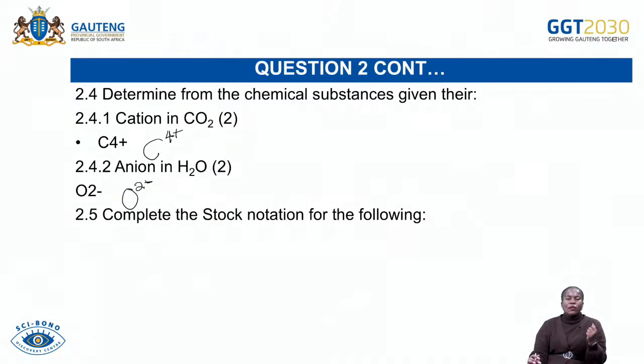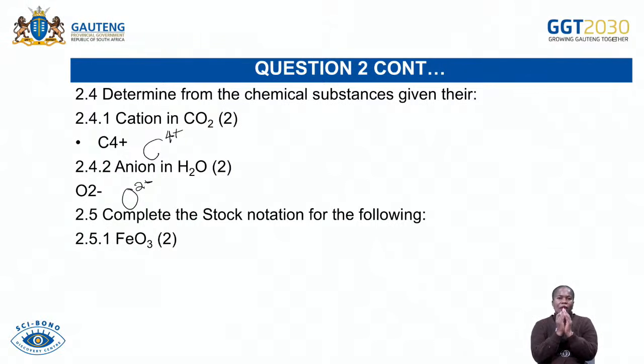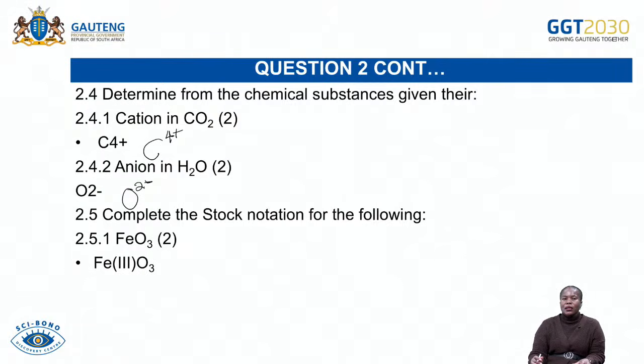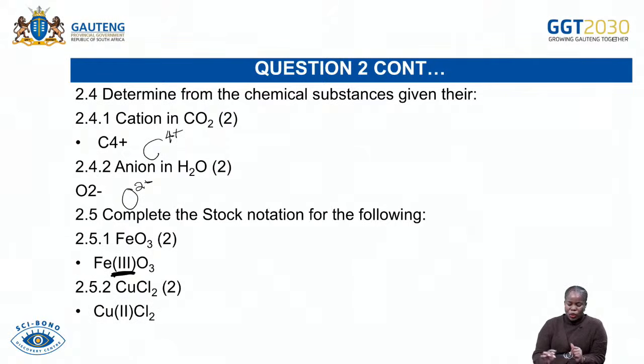Complete the stock notation for the following. Remember the stock notation, we're talking about Roman figures to specify the valency of an ion. So for iron trioxide, it is important to indicate that is our stock notation in there, Roman figure number 3. And then for 2.5.2, copper chloride, copper 2 chloride, because now it is bonded to 2 atoms of chlorine. Here's our stock notation.